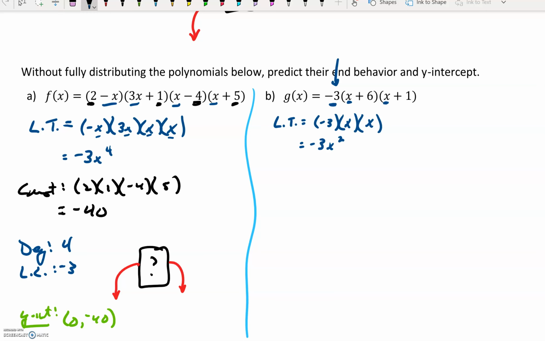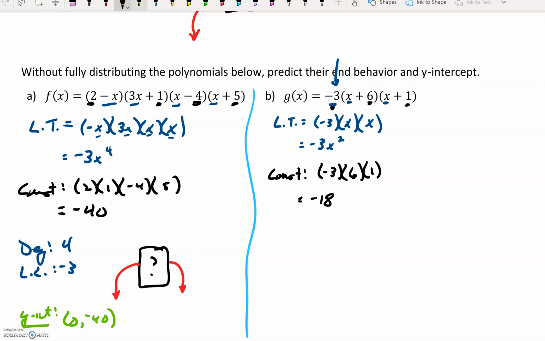Now I can find my constant. My constant value, I'm multiplying all the regular numbers. Negative 3 again times 6 times 1. So negative 3 times 6 times 1. When I multiply that out, I get negative 18.